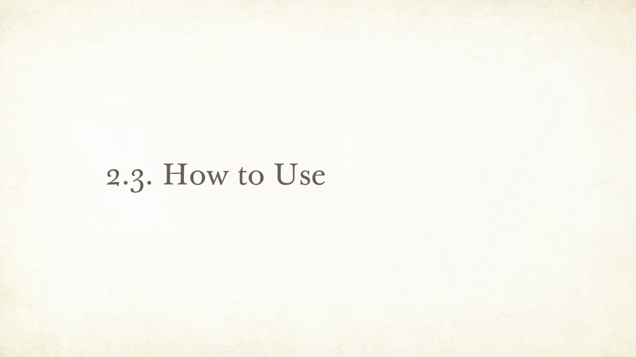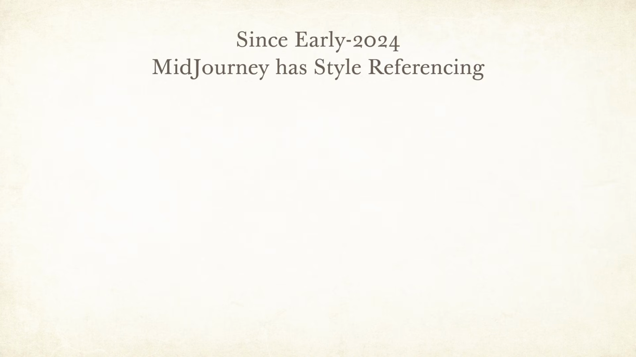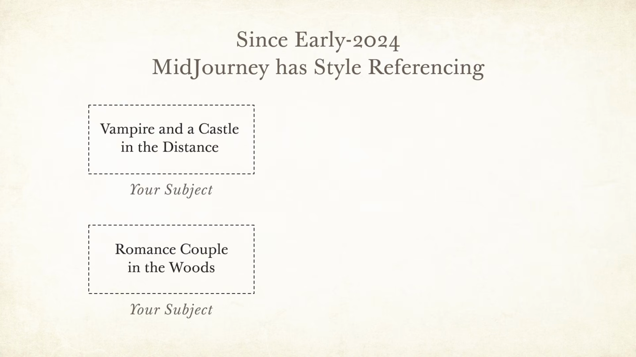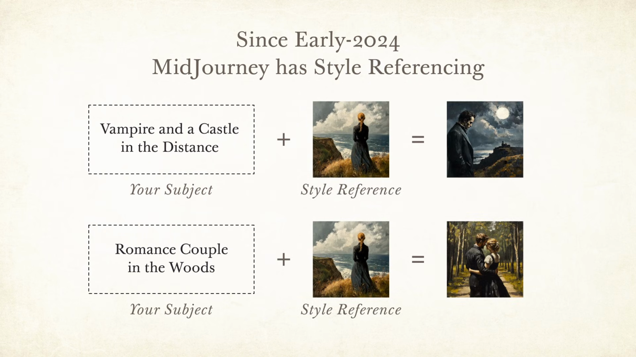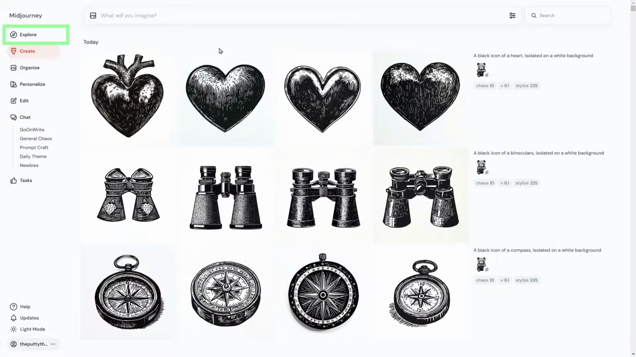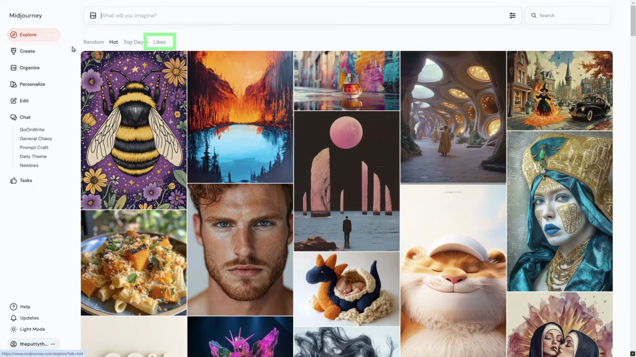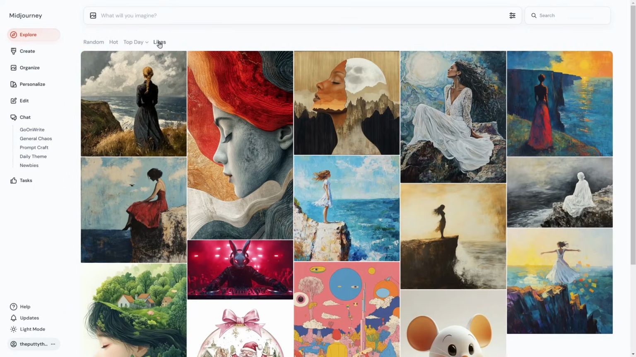2.3. How to use a found style. Since the start of 2024, MidJourney has had style referencing. What this means is that when we want to create any image, we can use another image as the reference point for that image. The best way to explain what I mean by this is to simply show you an example. Let's go to our Explore page and then to our likes, and here are our images we've saved.